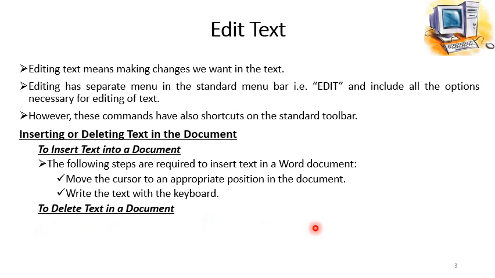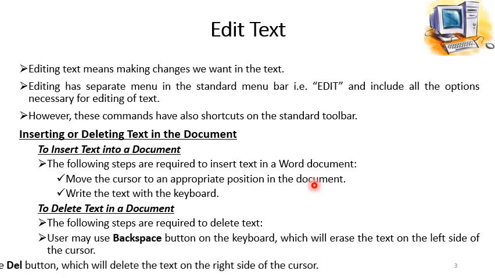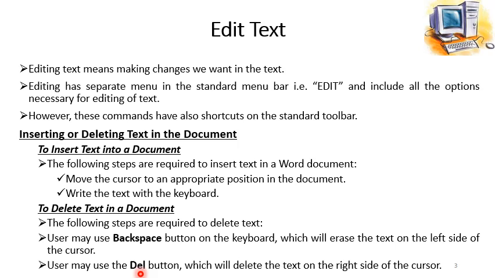Second, to delete text in a document, how can we do this? The following steps are required to delete text. First of all, the user may use the backspace button on the keyboard, which will erase the text on the left side of the cursor. I know many of you, or most students, are already aware of this, that backspace is used to delete text on the left side of the cursor. On the other hand, the Del button, which stands for delete, on the keyboard is used to delete text on the right side of the cursor. So these are two ways of deleting text from a Word document.